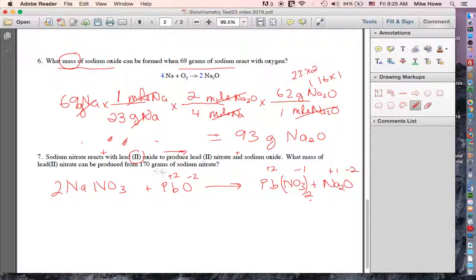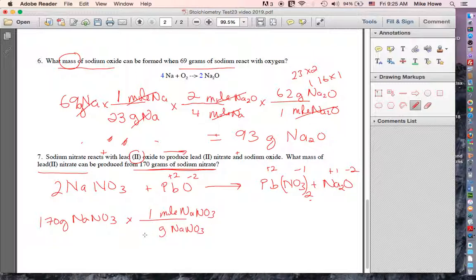All right, so we have 170 grams of sodium nitrate. Will we need to do anything with that? What do we need to do with that? Is it in moles? No, so it needs to be in moles. And remember, we're comparing lead-2 nitrate and sodium nitrate is what we start with. So I'm going to have grams of sodium nitrate on the bottom and moles of sodium nitrate on the top.